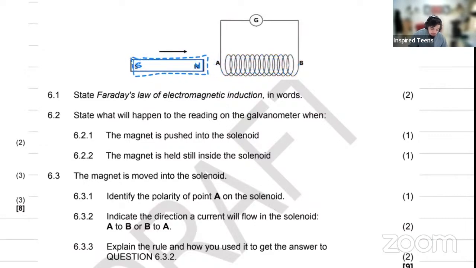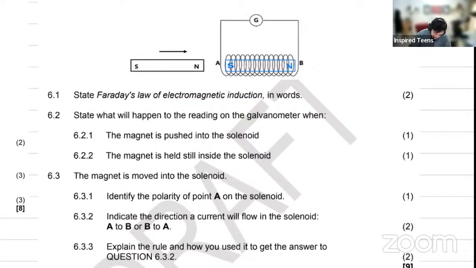The key thing here actually is it's moving towards. That's the main thing, so maybe that hint will help you guys. The magnet is moving towards the solenoid, from out of the solenoid into the solenoid. So correct, I think A will be the North Pole. That's correct, because again, it's moving towards.